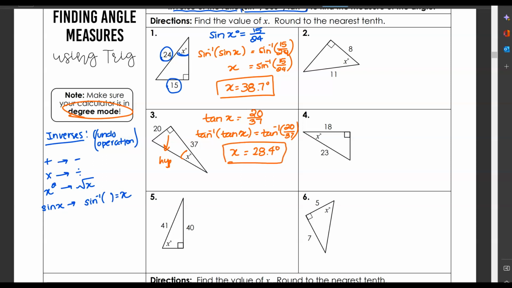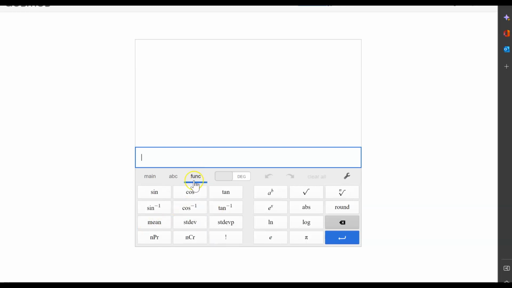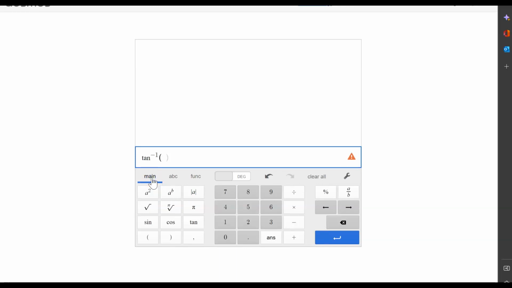Now, if you don't have a calculator, you can use the Desmos Scientific Calculator. That's totally fine. Let me show you where you can find those functions. Once we're at the Desmos Scientific Calculator, notice I have sine, cosine, and tangent here. But if I click on functions, now I have inverse sine, inverse cosine, and inverse tangent. Let's look at that last one again. I would take inverse tangent, and come back over here to the main menu.